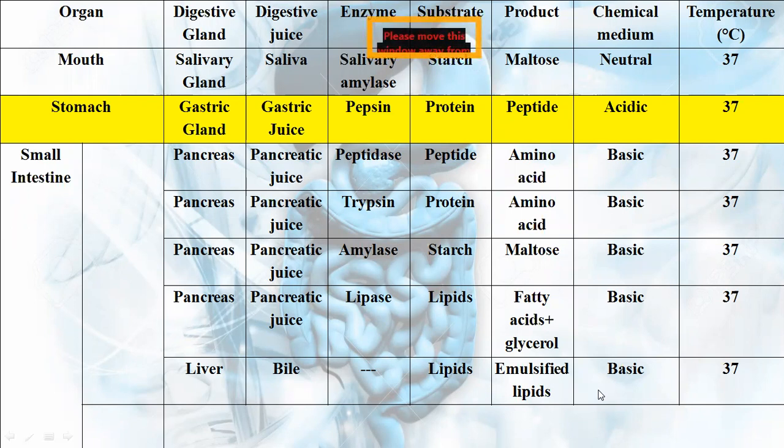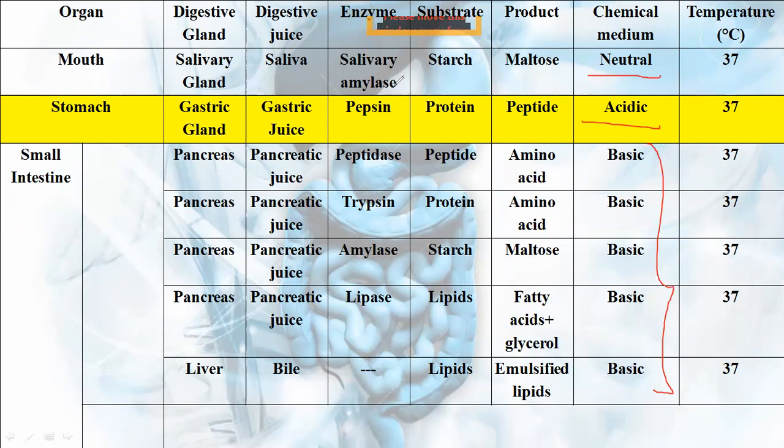And moving now to the small intestine. Did you see here? Only the mouth is neutral, and only in the stomach it's acidic, while the rest, all of them, are basic till now. So only these are different. So salivary amylase works in a neutral medium, while pepsin works in an acidic medium, and the rest all of them are basic.